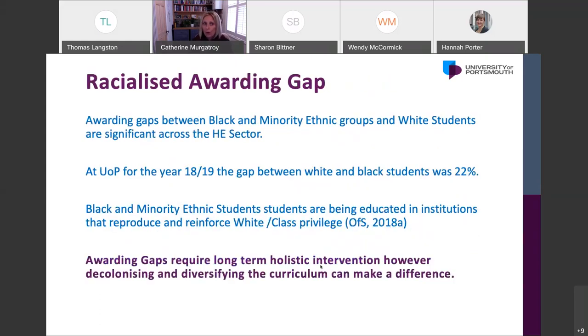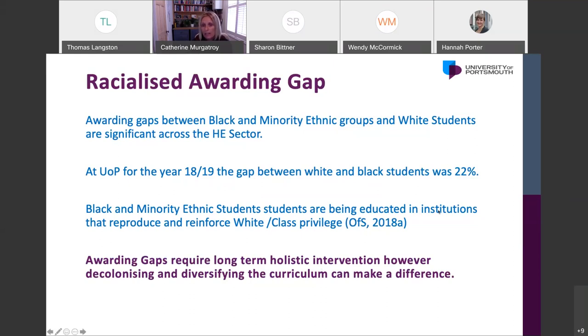We're going to start off. I've got a few PowerPoint slides and a couple of interactive elements, but really I'm hoping to promote discussion and dialogue, food for thought. But we're starting off with the hard truth, which is that across the sector and at our university, we do have a racialized awarding gap.